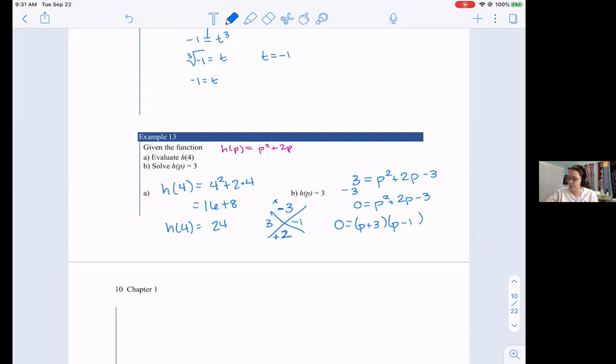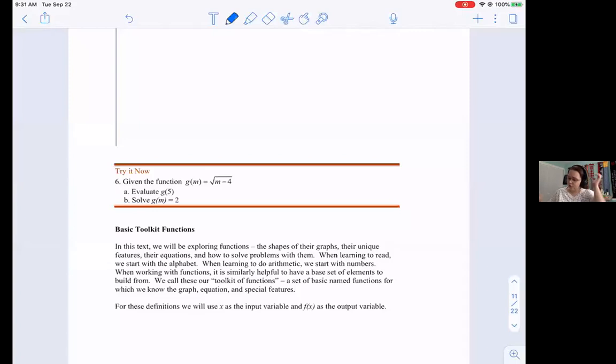Our actual solutions, remember, are what make those parentheses equal 0. So it's negative 3 and positive 1 here. Our solutions, but yes, the numbers that we multiplied were 3 and negative 1. But don't forget about flipping those signs. Any questions here? All right, we're going to do the last try it now problem.